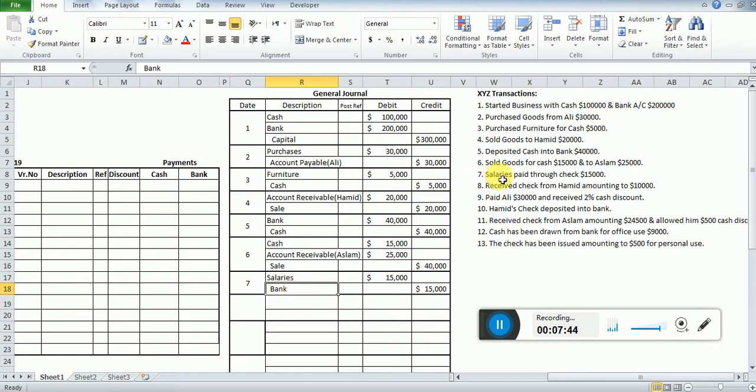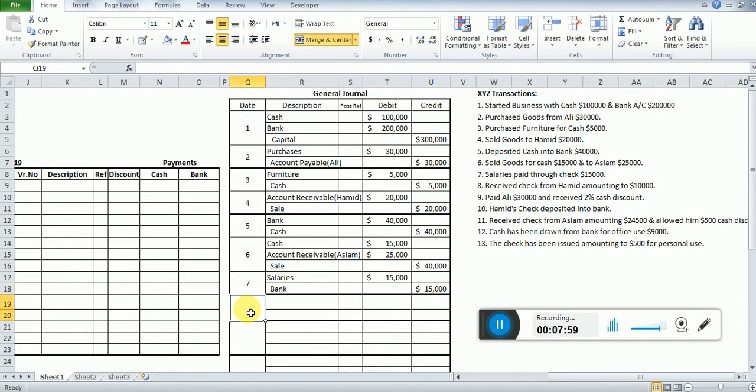So one point to keep in mind: whenever you pay anything by check, you always have to credit your bank account. Why? Because issuing a check is reducing your bank account, not your cash account.